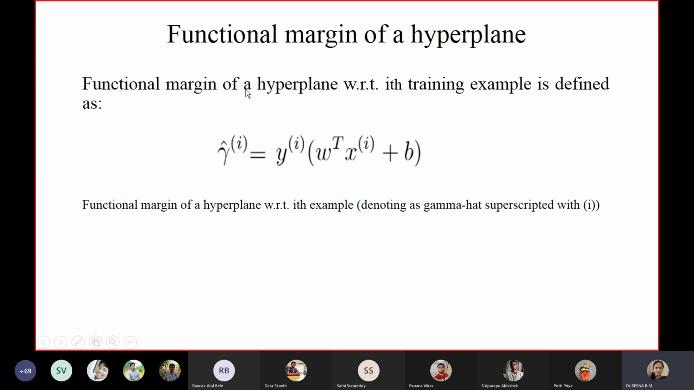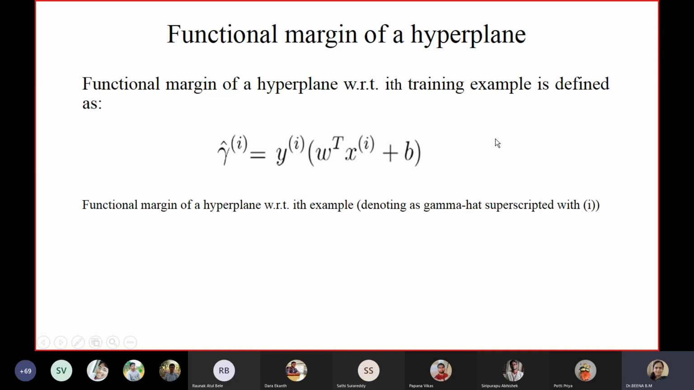Here, this is the functional margin of a hyperplane with respect to the ith training sample. How is it defined? Here we have a hat symbol. Gamma hat superscript i is equal to y superscript i times the same hyperplane equation. So this is the functional margin with respect to the ith sample.